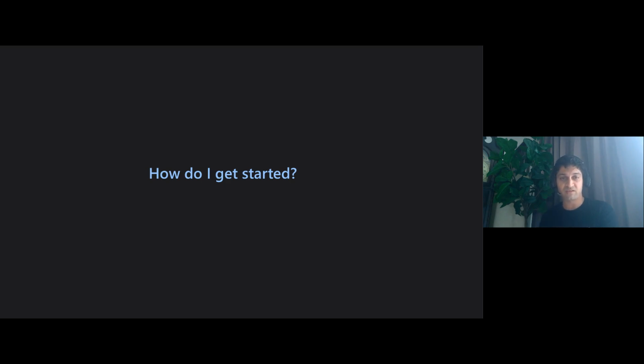So coming back to the third part of today's session. We've gone through the what. So what is adoption? What is change management? We've gone through the why. So why is it important? What is the risk of not doing it? Now, how do you actually get started? How do you actually get your hands dirty and figure out how to do this?